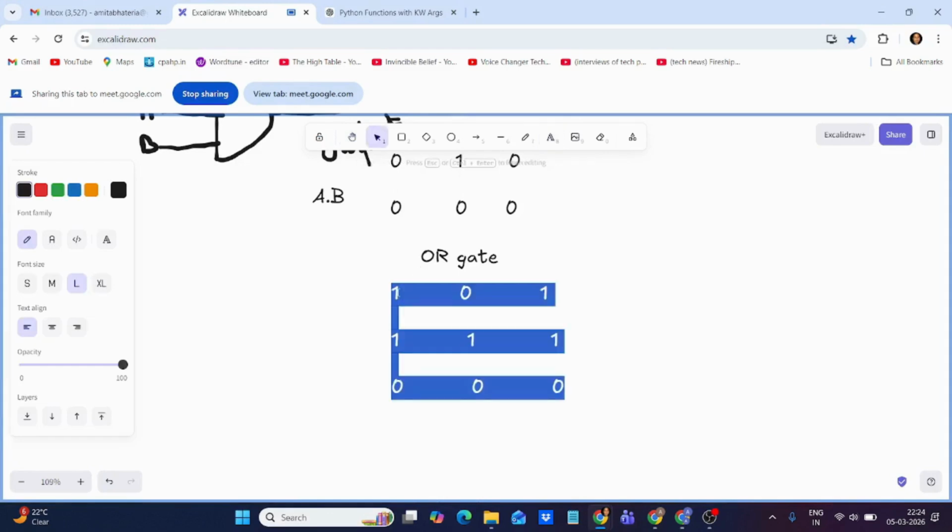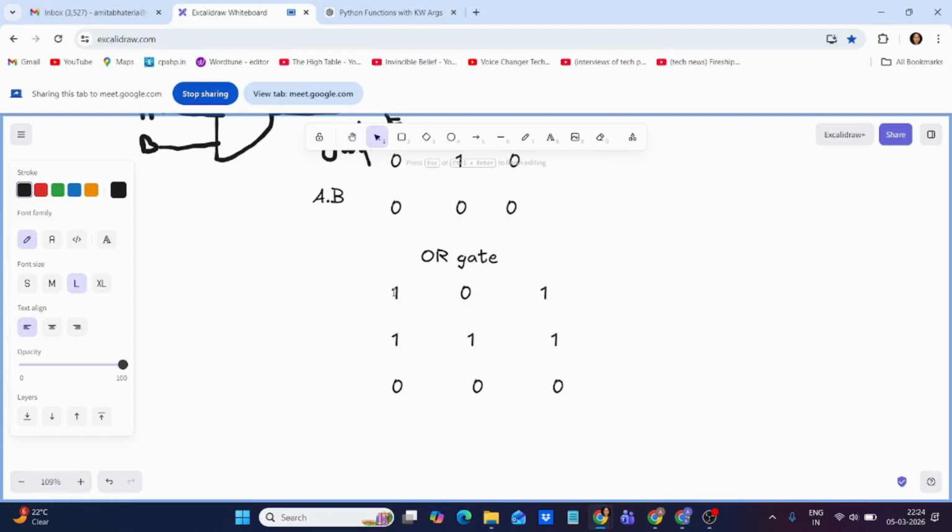Okay, so these are the inputs for the OR gate. If the first input is 1 and the second input is 0, the output will be 1, right? And the same we can have inputs the other way also. For example, if the first input is 0 and the second input is 1, what will be the output? It will be 1, right? And if the first is 1 and the second is also 1, the output will be 1, right?